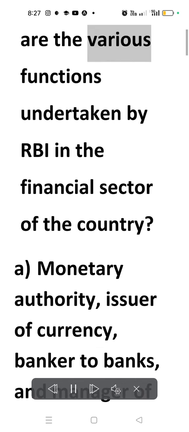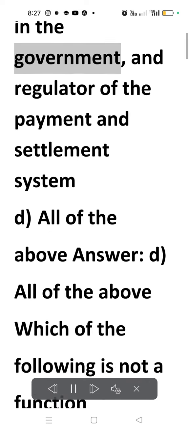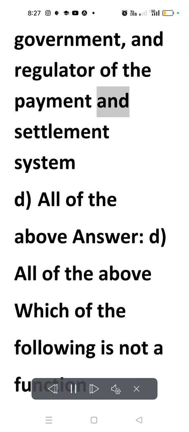What are the various functions undertaken by RBI in the financial sector of the country? Monetary authority, issuer of currency, banker to banks, and manager of foreign exchange. Regulator of the banking system, manager of foreign exchange, and developmental role. Issuer of currency, banker and debt manager to the government, and regulator of the payment and settlement system. All of the above. Answer: D. All of the above.